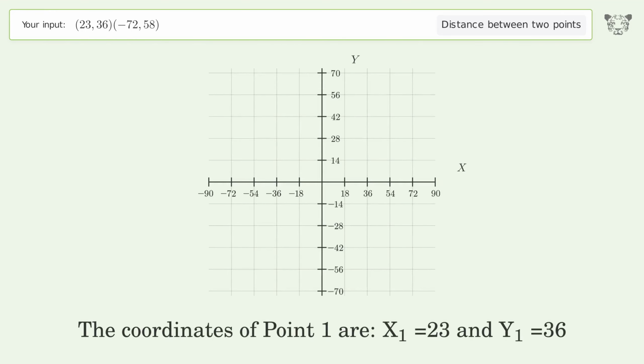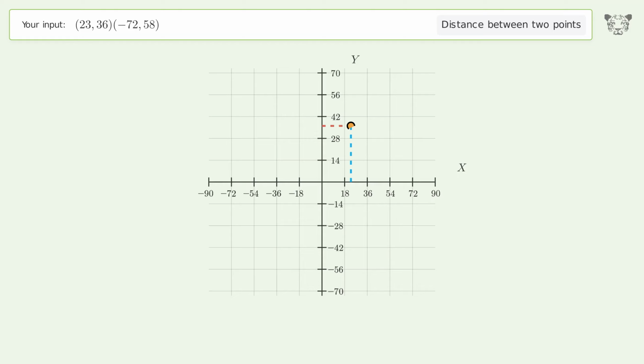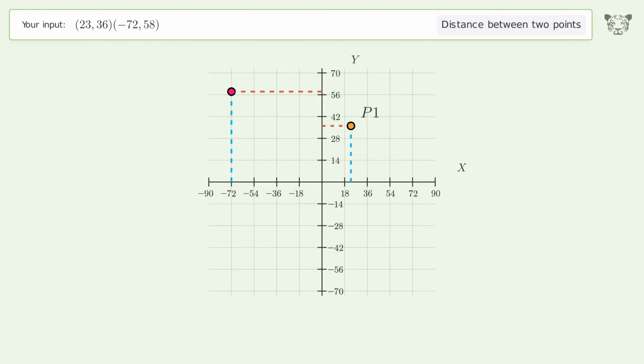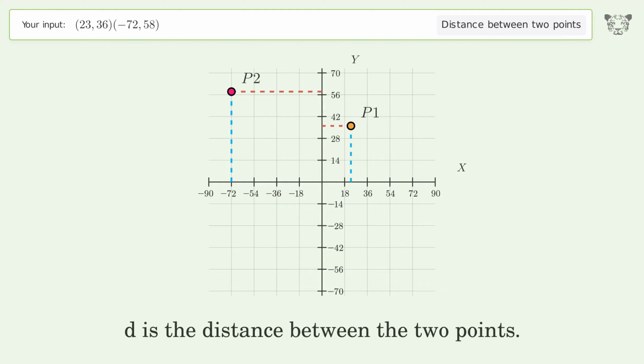The coordinates of point 1 are x1 equals 23 and y1 equals 36. The coordinates of point 2 are x2 equals negative 72 and y2 equals 58. D is the distance between the 2 points.